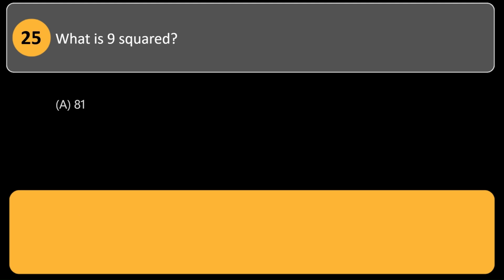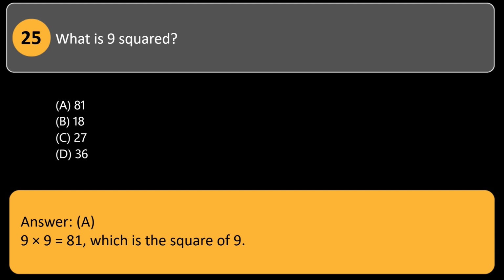What is 9 squared? A. 81. B. 18. C. 27. D. 36. Answer, A. 9 times 9 is equal to 81, which is the square of 9.